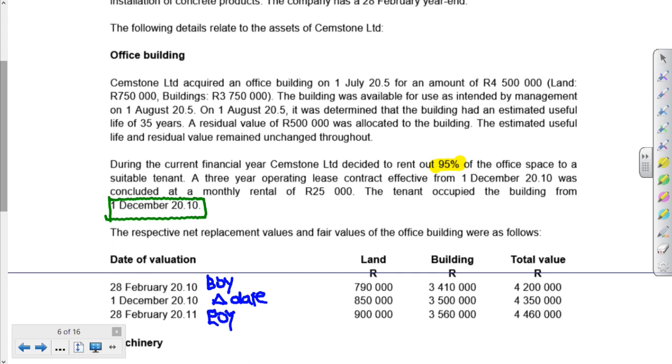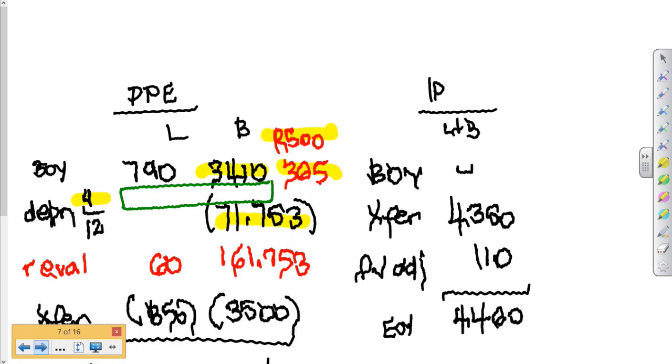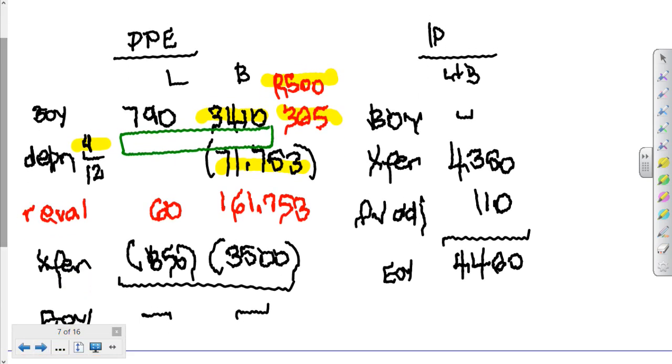So 9 months into the year, they decided that they were going to change use. I don't really like the way that they've spoken about use here. They didn't say when we stopped using it. They talked about when we started leasing it. But really, we're looking at change in use, not change in lease. So when I stopped using it and my intention was to lease it, at that stage, it would have been investment property. So what I need to do is depreciate for 9 months, and I need to work out remaining life in order to be able to do that.